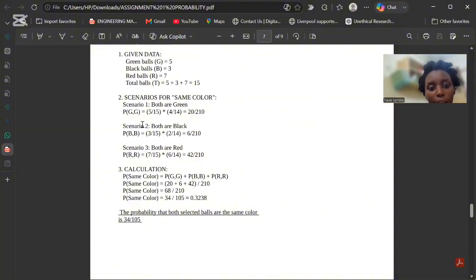Then if both are black, we shall have the first one as 3 out of 15. Then for the second one, the number of blacks has reduced, and the total number of balls has also reduced, so we shall have 2 out of 14. So black 1 and black 2, we multiply.